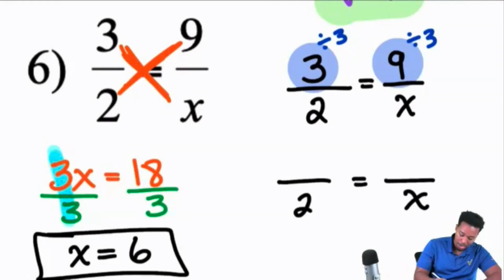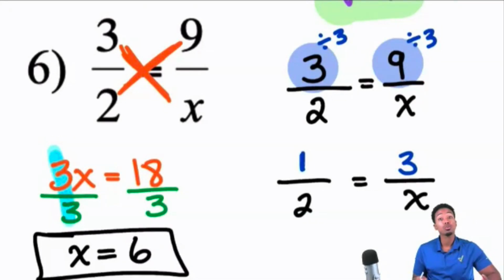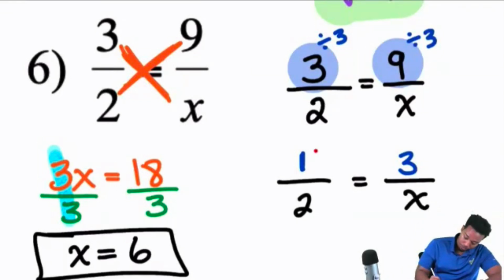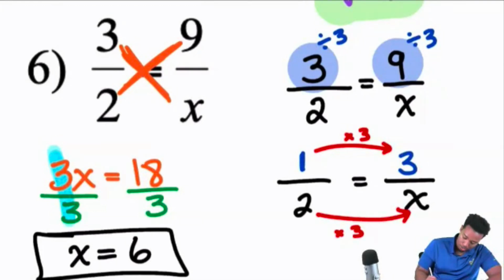But everybody help me out here. If we have 3 divided by 3, that's going to be what? That's going to be 1. If we have 9 divided by 3, that's going to give us 3. Does this look a little more doable in terms of the eyeball comparison here, everybody? Yeah, because if you look at this, 1 to 3 times 3, 2 to 6 times 3, x equals 6.